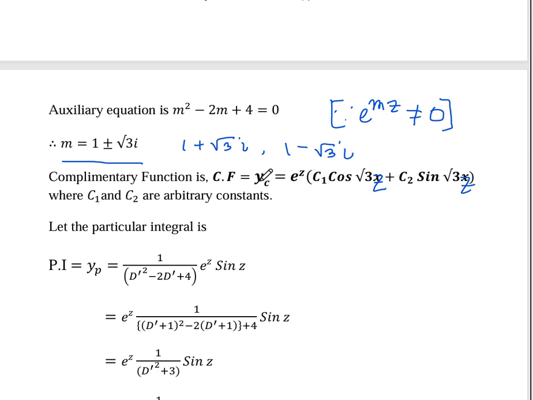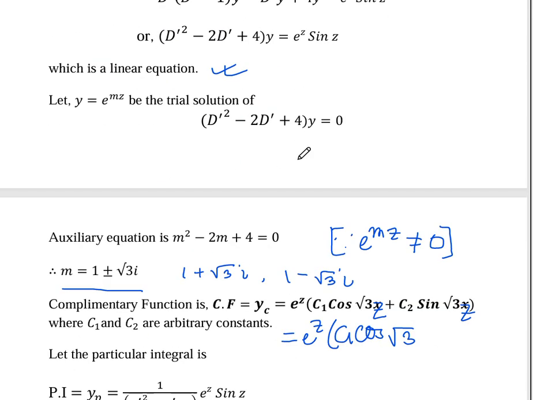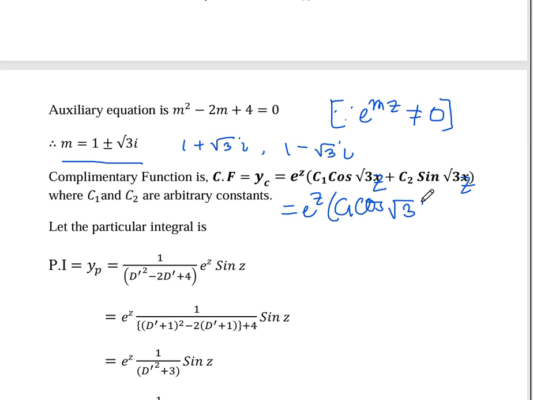Then you can write this as e to the power z into C1 cos of root 3 times z. What is the value of z you have taken? At the beginning, go back, what did you take? z equal to log x. So that will be appropriate. So you will write log x here, plus C2 sin root 3 log x. This is your yc.